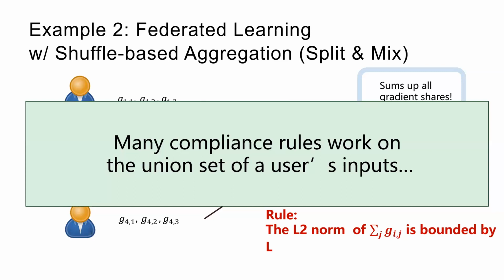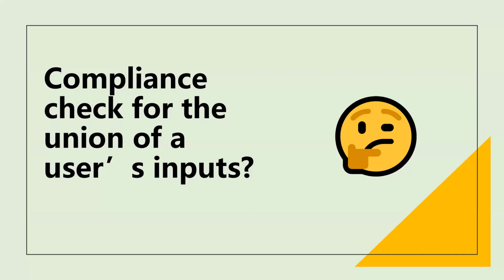Based on these 2 examples, we see that many compliance rules don't work on the individual share or individual message. They actually work on the union set of a user's input. And it gets trickier. The main problem we try to address in our work is: can we have a compliance check for the union of the user's input? That gets trickier, especially in an anonymous system, because if you do it naively, you could leak some linkability information to the server.